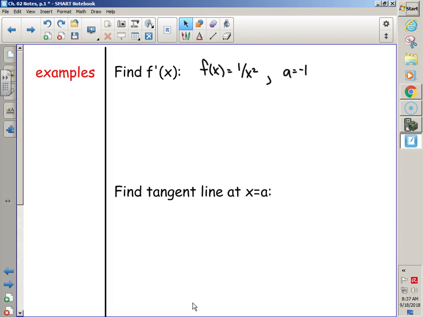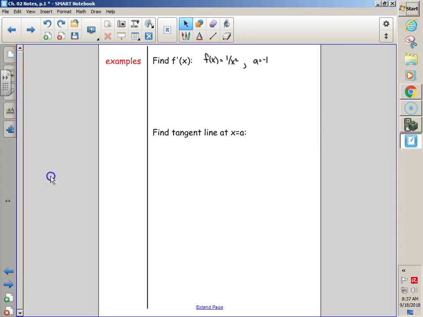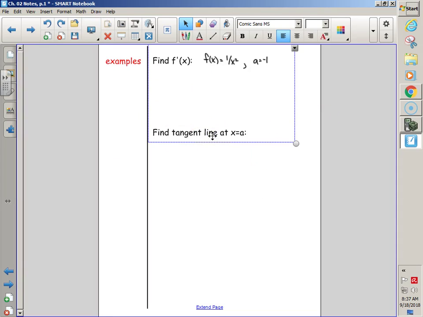All right, write down your function. F of x is equal to 1 over x squared. A is equal to -1. In this section, do you know shortcut rules yet? That's not the right question. In this section, are you allowed to use shortcut rules yet? No. So what are you going to use?